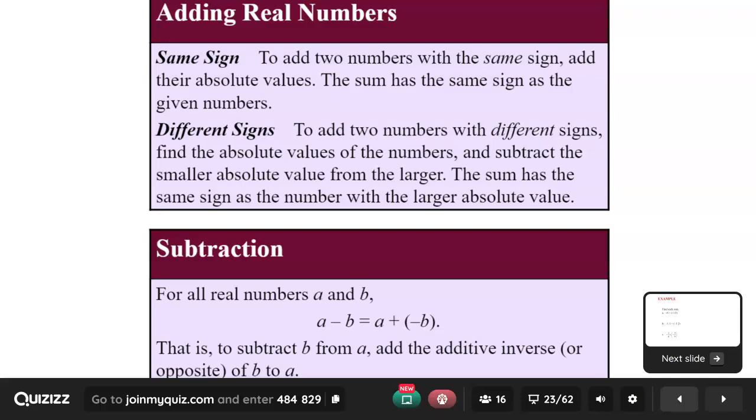We change the subtraction sign into addition, and then we just make the second number the opposite sign. If the second number was negative, make it positive. If it was positive, make it negative. So we use that additive inverse so that now I have an addition problem, and then I can use my addition rules.